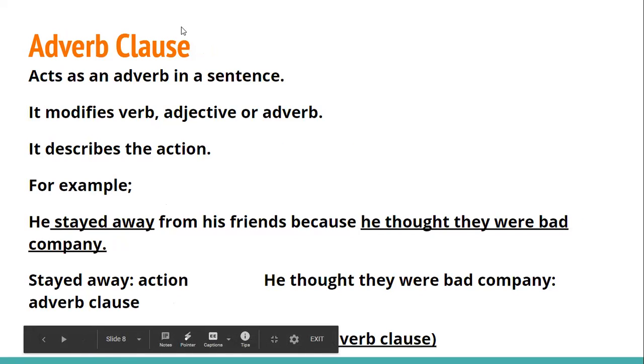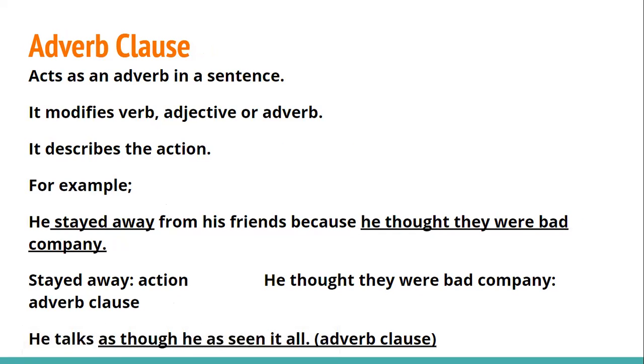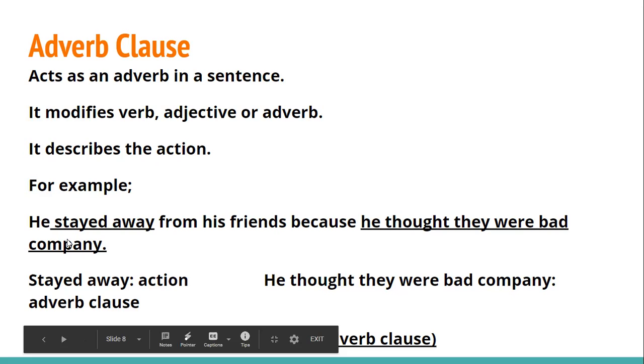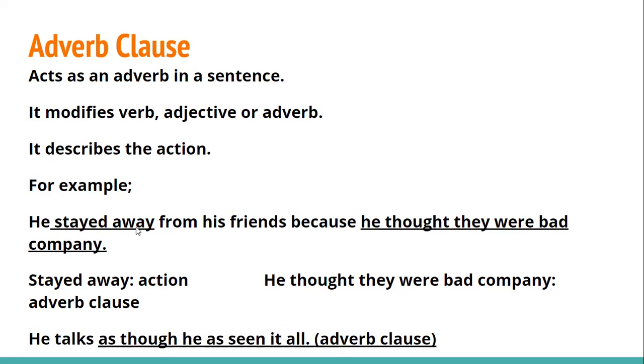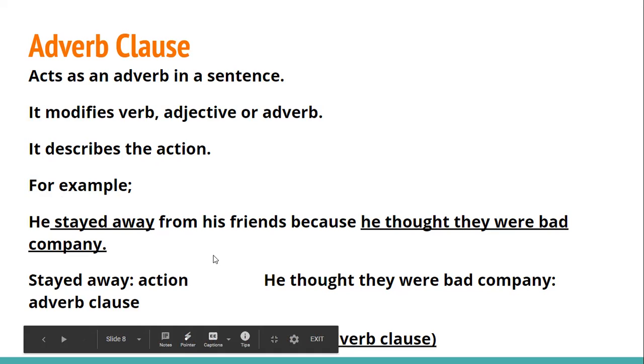The third type of clause is the adverb clause. An adverb clause acts as an adverb in a sentence, and it modifies a verb, adjective, or adverb. So it describes the action. The first example is "he stayed away from his friends because he thought they were bad company." Here "he stayed away" is an action, and "he thought they were bad company" is an adverb clause as it describes the action of staying away.